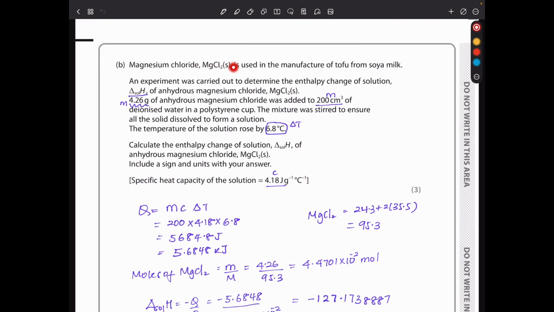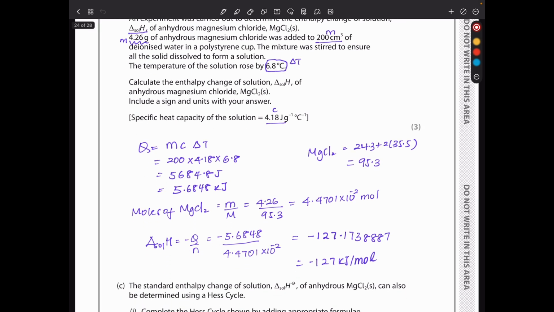Then they say magnesium chloride is used in the manufacture of tofu from soy milk. An experiment was carried out to determine the enthalpy change of solution of anhydrous magnesium chloride. 4.26 grams of anhydrous magnesium chloride was added to 200 centimeters cubed of deionized water in a polystyrene cup. The mixture was stirred to ensure all the solid dissolved to form a solution. The temperature of the solution rose by that. They say calculate the enthalpy change of solution of anhydrous magnesium chloride. Include a sign and units in your answer.